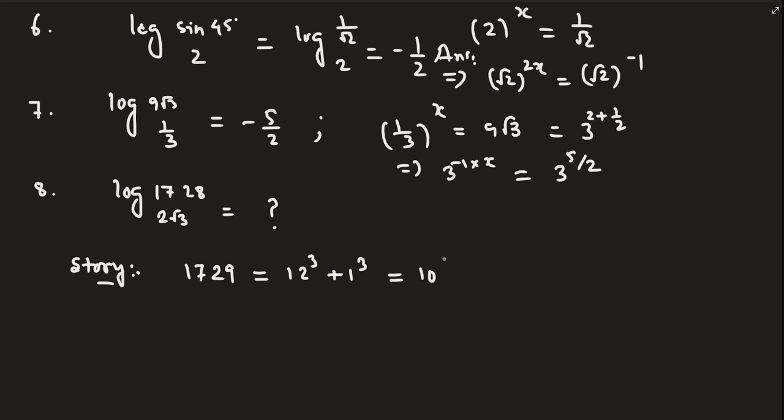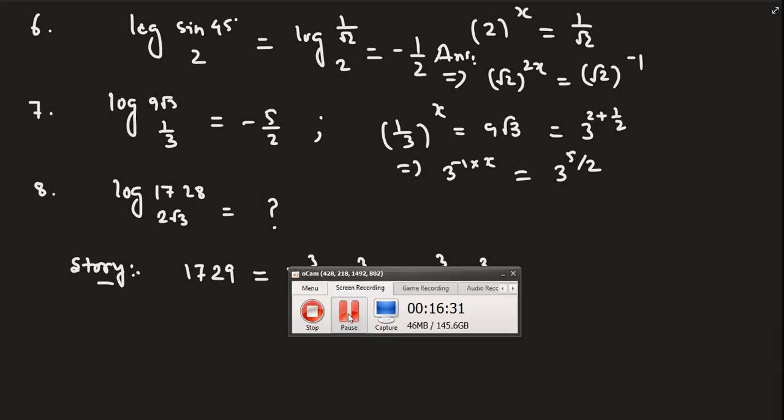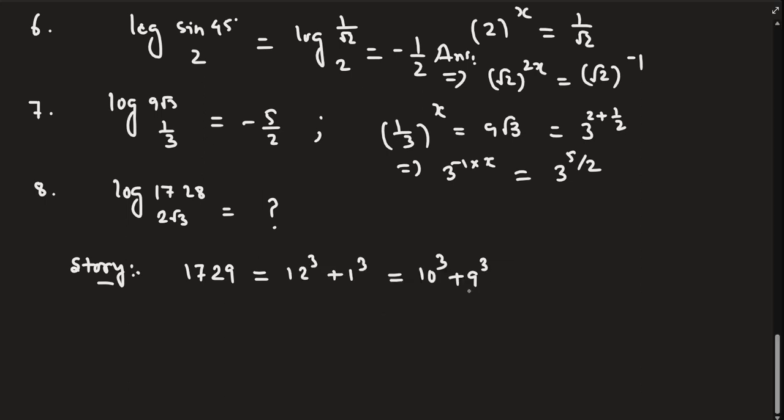It is nothing but 10 cube plus 9 cube. So Ramanujan said that this number 1729 can be written as the sum of two cubes, and this is most probably the smallest positive integer which can be written in this form. So now here we notice that this number 1728 can be written as 12 cube, and plus 1. Okay, now 1728: 2 root 3 to some power x generates the number 1728. Now 1728 I can write as 12 cube.